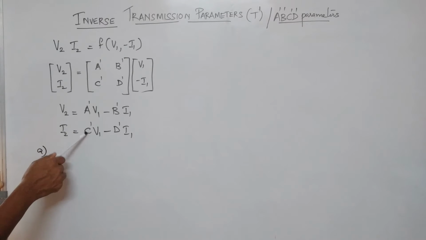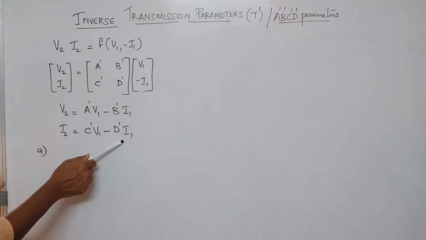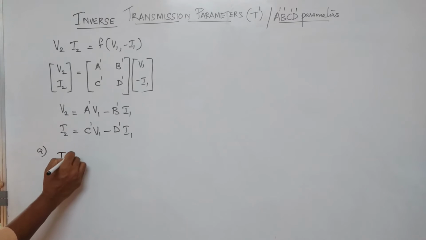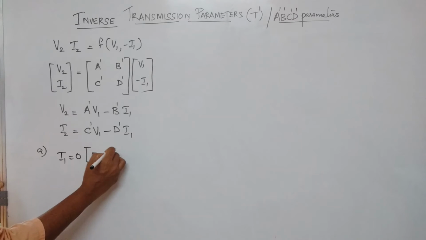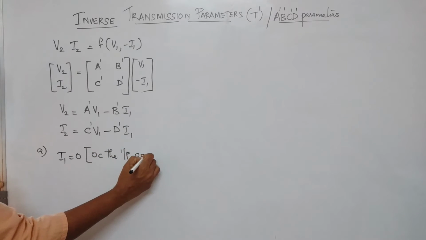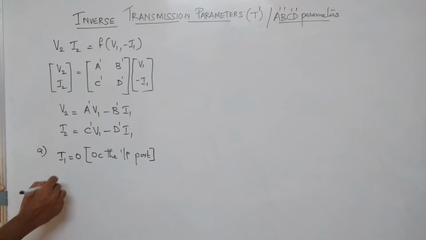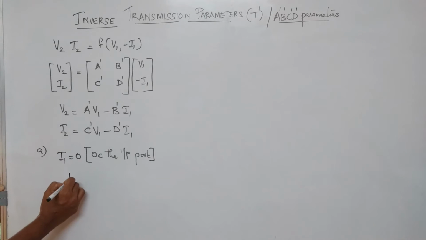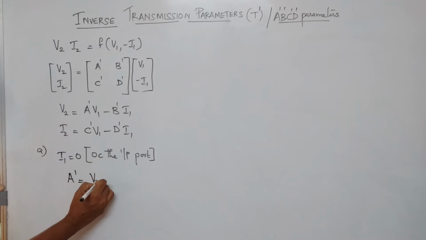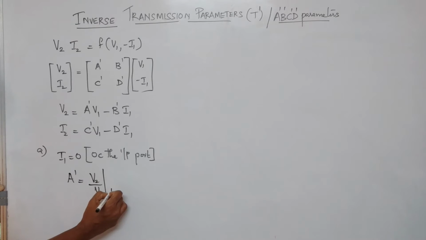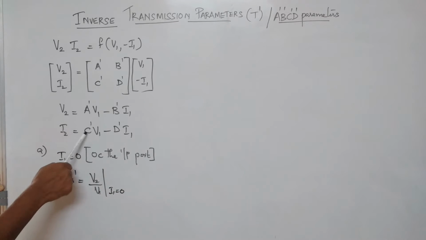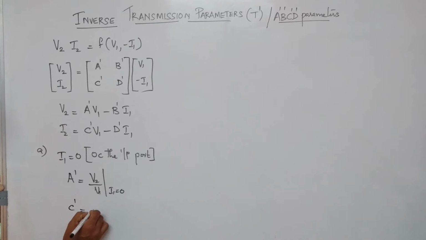To obtain A dash and C dash, we have to reduce I1 to 0. That is, I1 equal to 0 means we have to open circuit the input port. So we will get A dash equal to V2 by V1 for I1 equal to 0. Similarly, C dash is equal to I2 by V1 for I1 equal to 0. So by open circuiting the input port, we get A dash and C dash.